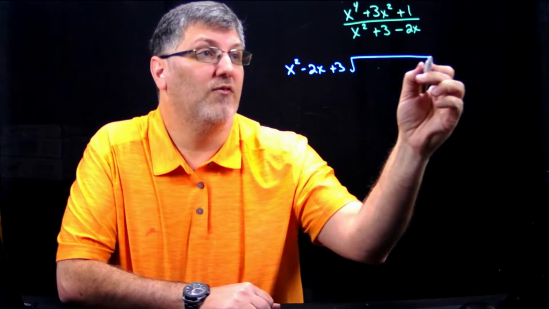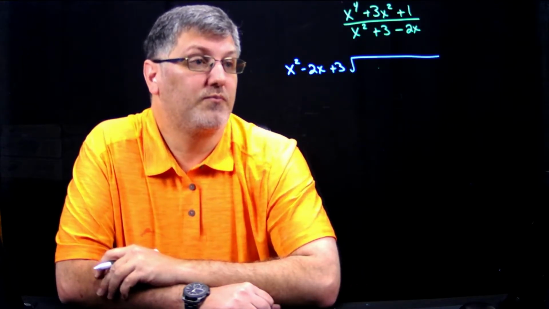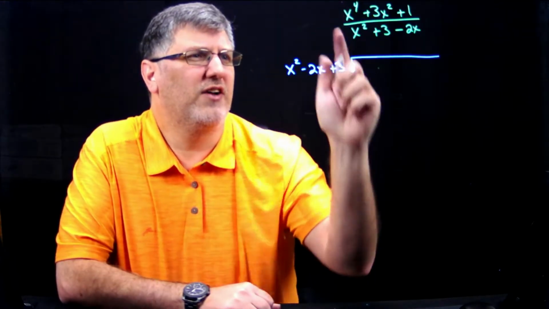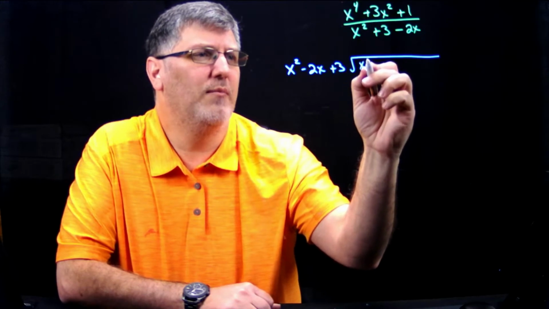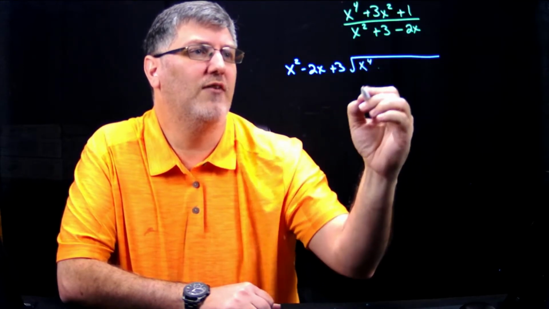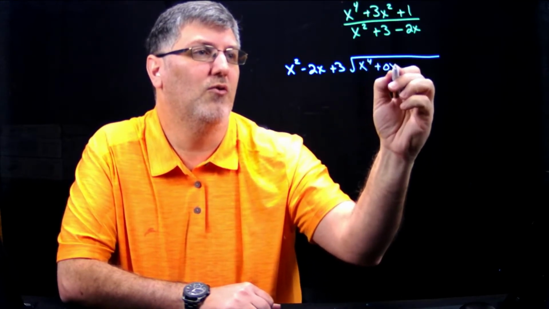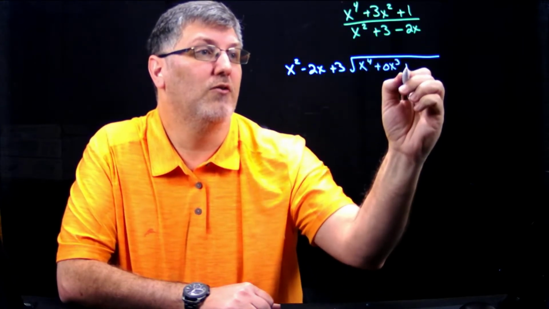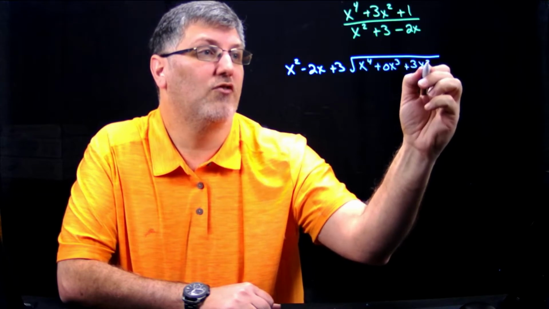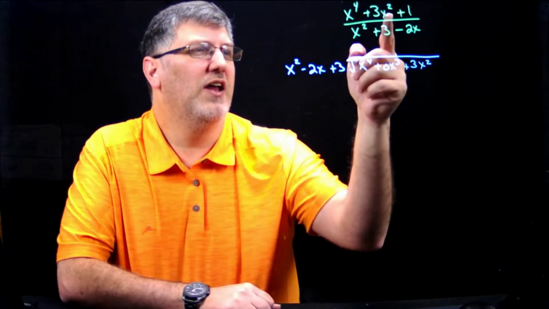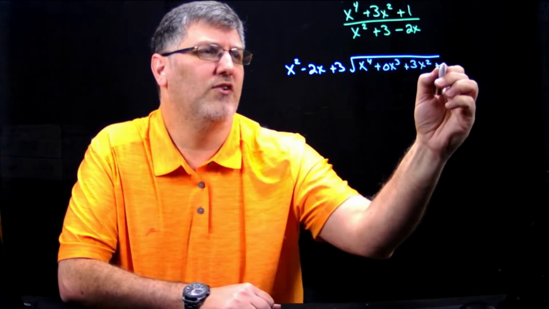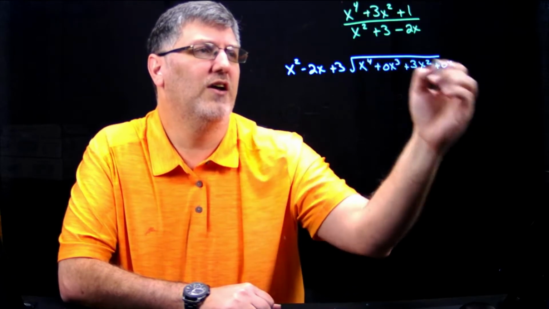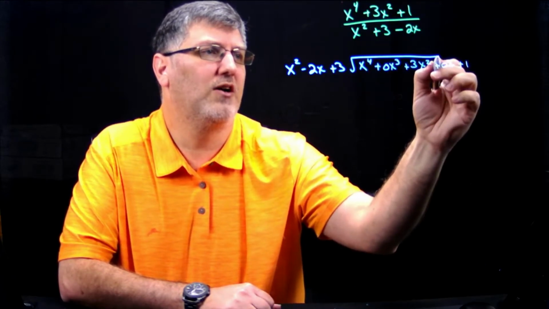Let's see if I can figure out my dividend. All right, so I have x to the fourth, so that means I need to have an x to the third. I do not have an x to the third, so I'm going to do plus 0x to the third. Now I have an x squared, so I can do plus 3x squared. And I need to have an x. I don't have an x, so I'm going to do plus 0x. And then I've got my plus 1 for my constant.